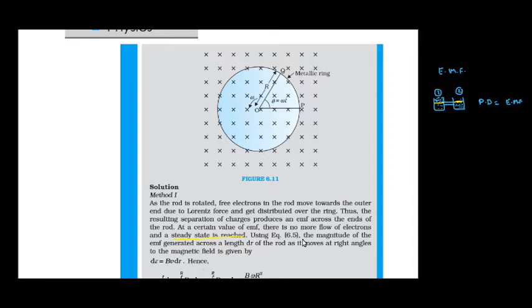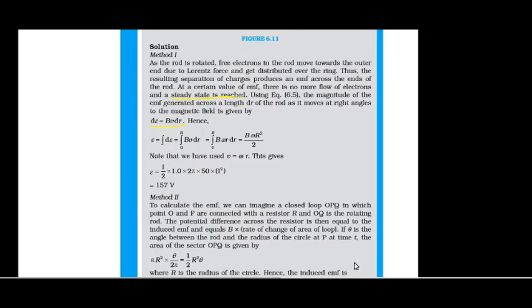So equation 6.5: the magnitude of the EMF generated across the length dr of the rod as it moves at right angle to the magnetic field is given by dE is equal to Bv dr. Now we can write E is equal to the integration of dE, that is, integration from 0 to r of Bv dr. Instead of dE we have put the value of Bv dr. So we put the limits 0 to r.